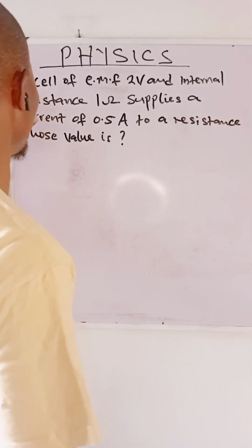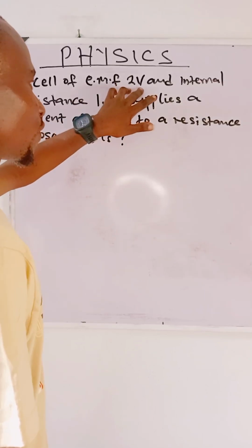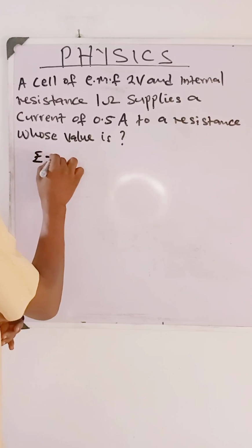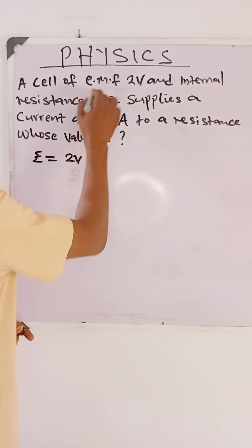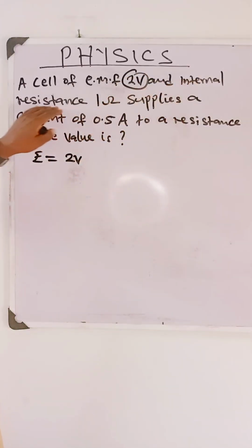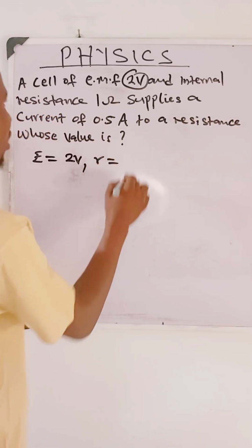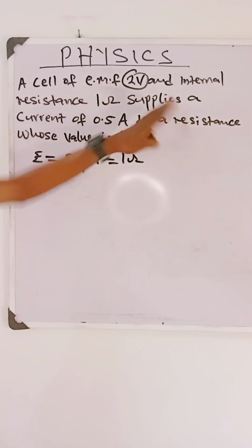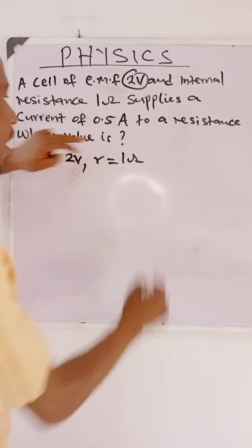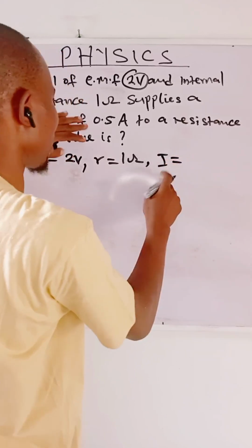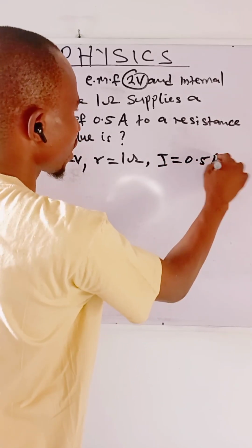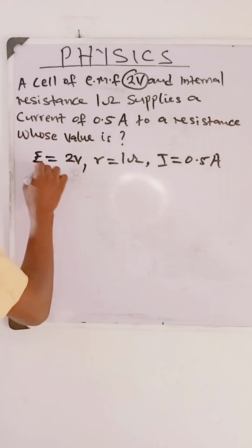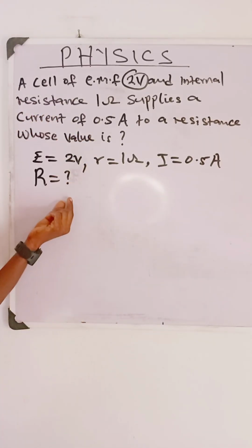In this question, a cell of EMF 2 volts and internal resistance. This is EMF. Let me use E equal to 2 volts. This is my EMF E. And internal resistance, we use small letter r for internal resistance, 1 ohm. This internal resistance of 1 ohm supplies a current of 0.5 amp. So my I, which is my current, is 0.5 amp, to a resistance whose value they ask us to calculate. The external resistance, which is R, right?